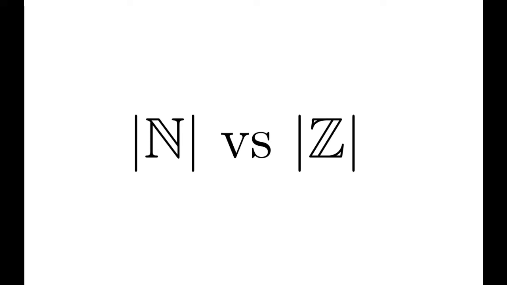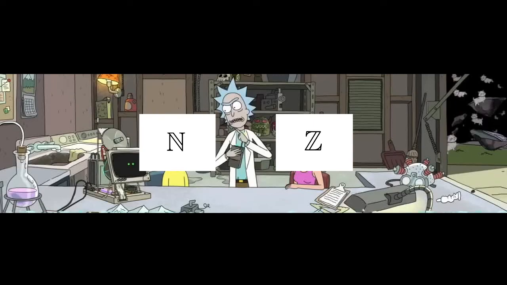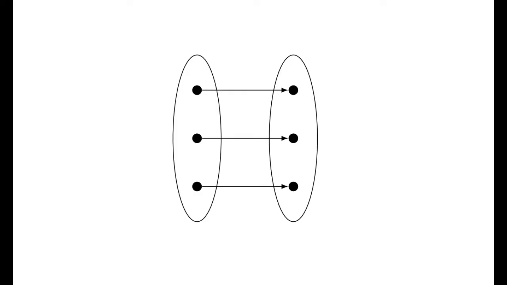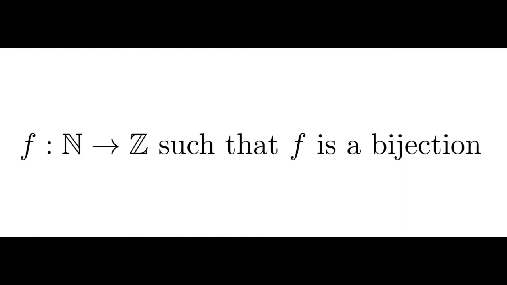Now I'll pose a question for you. Which set has a larger cardinality: Z, the set of integers, or N, the set of natural numbers? The answer is neither. They have the same number of elements. Remember, a set is countably infinite if there exists a bijection between N and the set. The question we must ask is, can we find a bijection between N and Z?